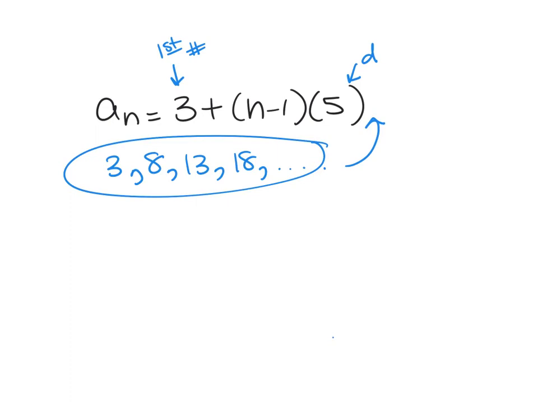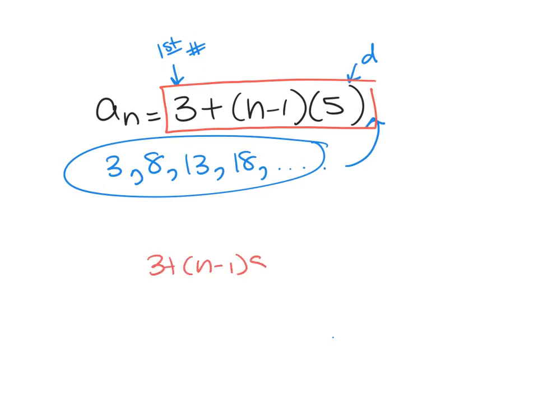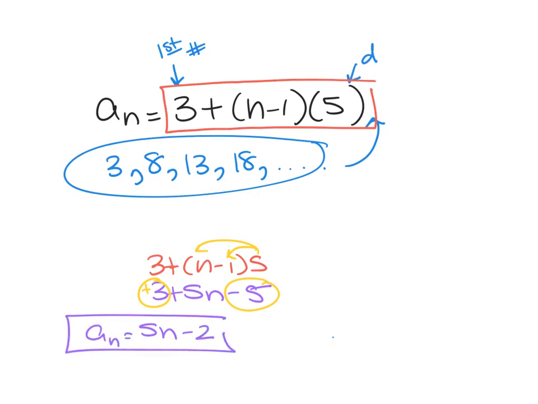Sometimes, just to let you know, you're going to have to simplify this. So when we simplify 3 plus n minus 1 times 5, I'm going to distribute the 5. So I have 3 plus 5n minus 5. And then I'm going to combine like terms. So I have 5n minus 2. These are the same formulas. It's just this purple one is a simplified version of that. So just know, it works the exact same way.